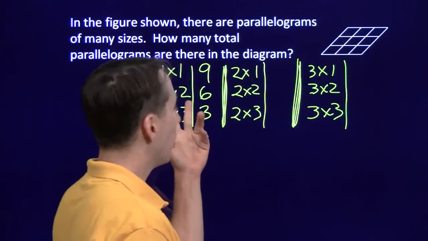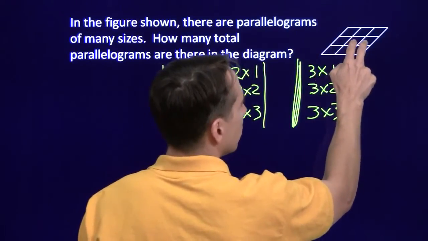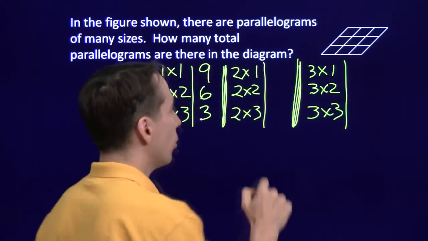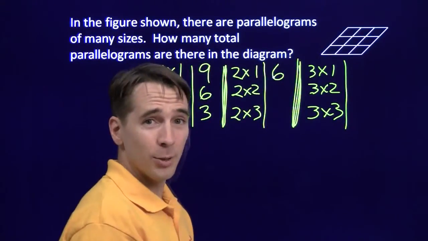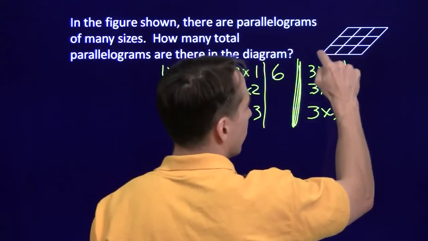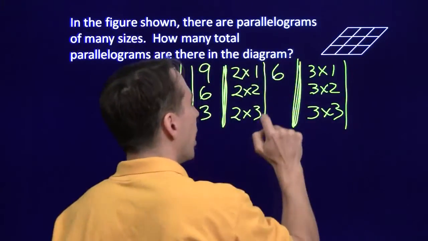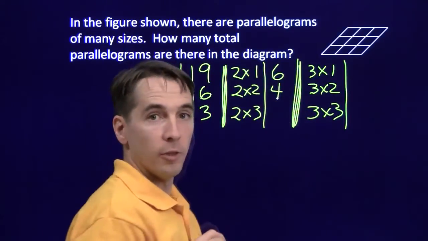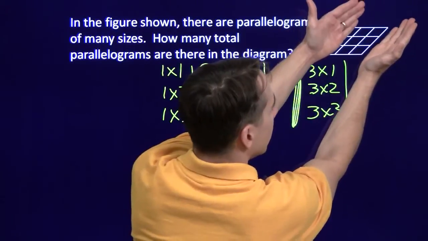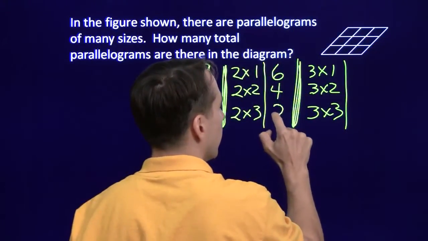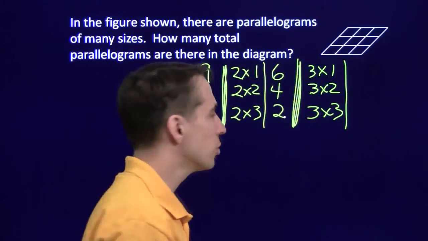Now moving on to the 2x1s, it's a lot like the 1x2s. You've got 2 in each row, and there are 3 rows, so there's a total of 6 of these little 2x1 parallelograms. Now for the 2x2s, there's 1 in each corner. You've got a 2x2 in the bottom left, 1 in the upper left, 1 in the upper right, 1 in the bottom right. There are 4 of those. Now the 2x3s, there's 1, there's another one, there's 2 of those. And you see we're taking an organized approach to counting each one of these cases as well.